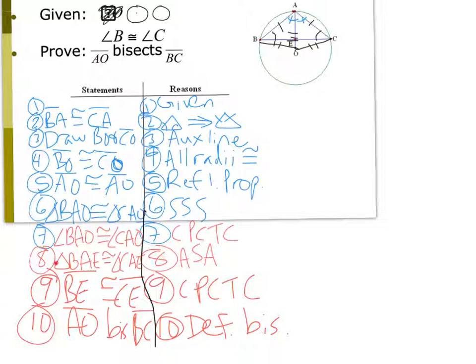These guys, this step right here. And once I had that, I can get my two sides congruent that I wanted, which allowed me to get the bisecting. Awesome. America.